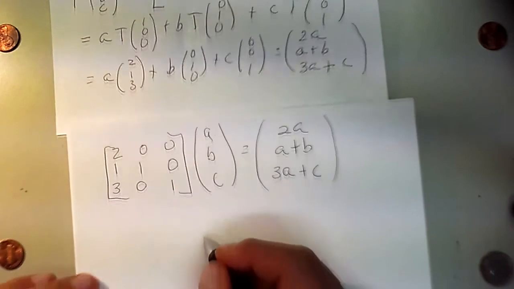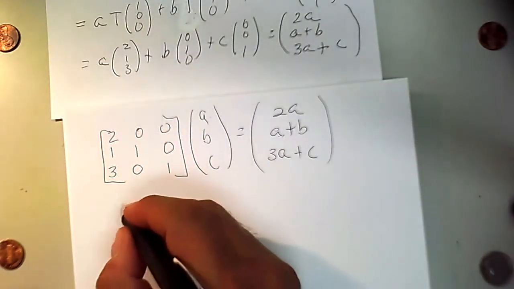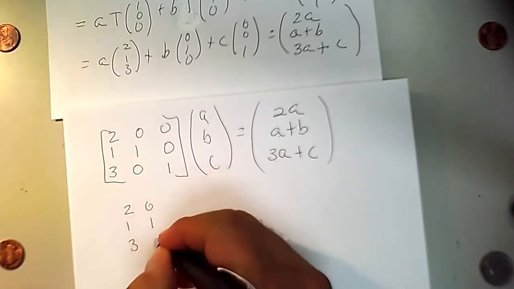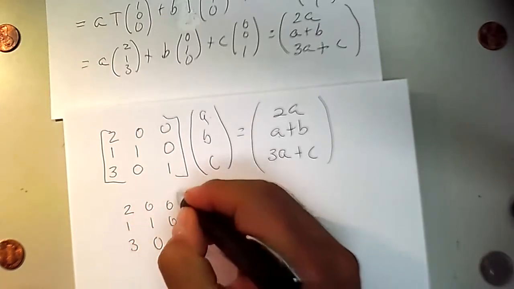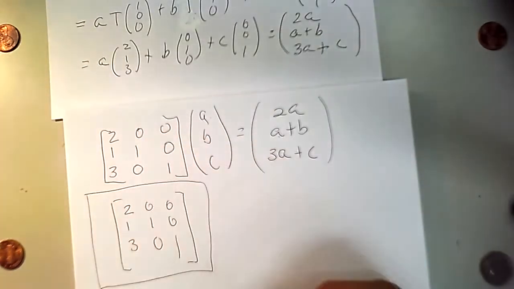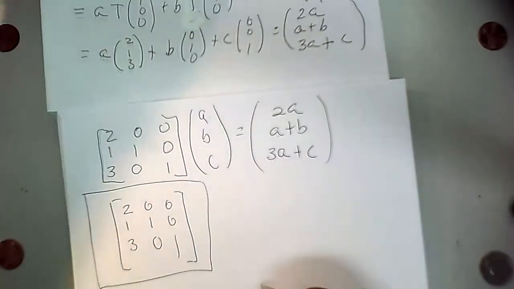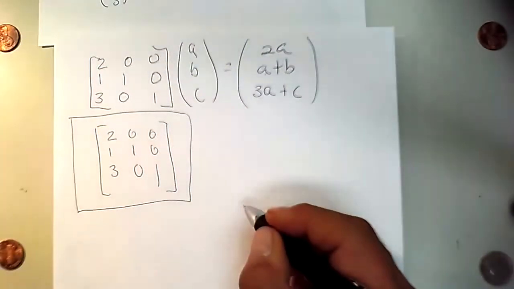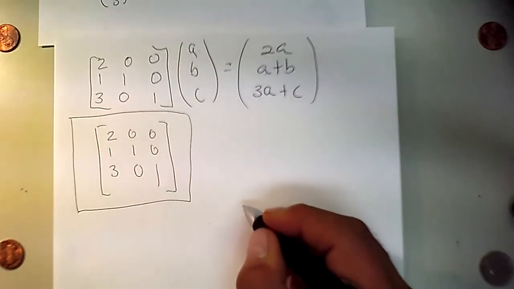So the matrix we are looking for is 2, 1, 3, 0, 1, 0, 0, 0, 1. That's the matrix corresponding to the linear transformation. Now, what is the benefit of having the matrix?